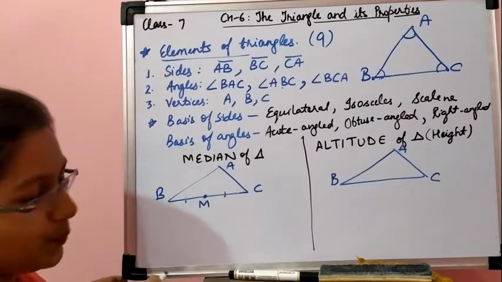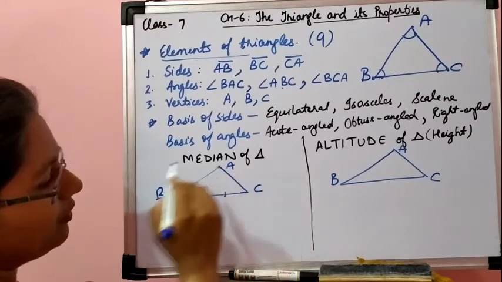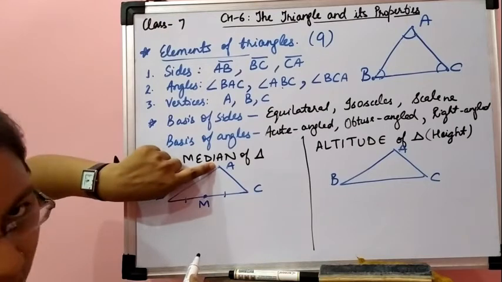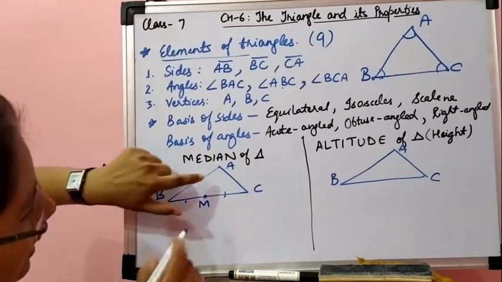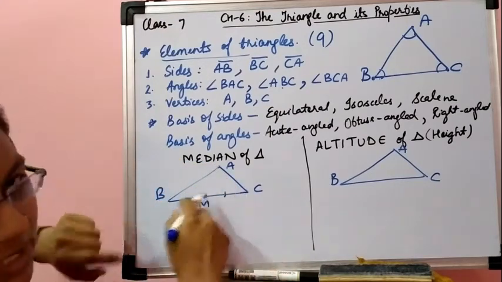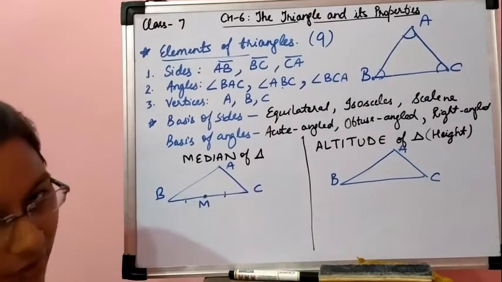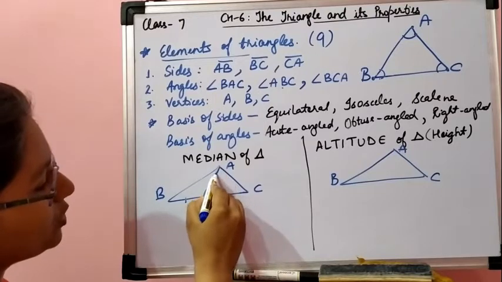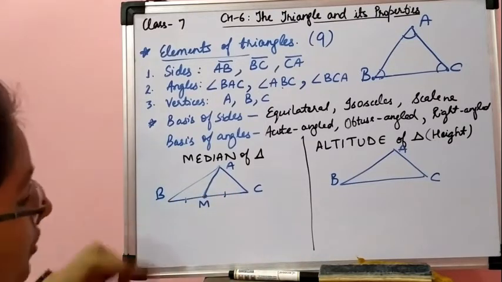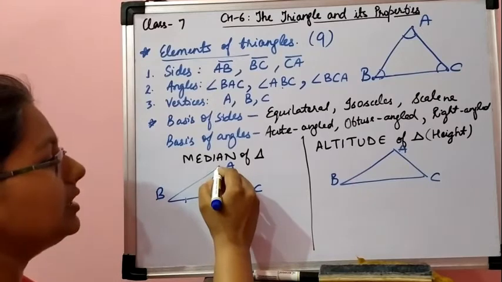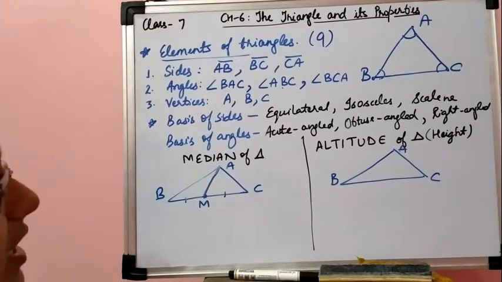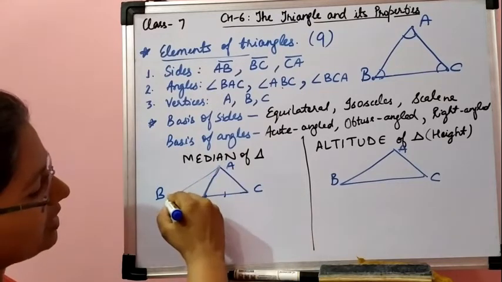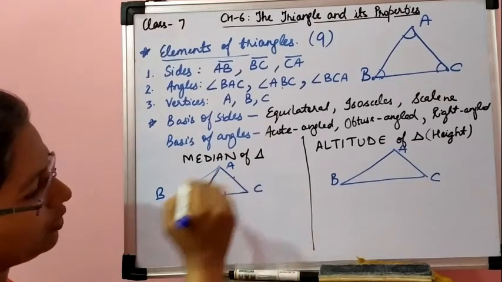तो अगर किसी ट्राइंगल का कोई भी वर्टेक्स, supposingly A is the vertex of the triangle, और उसकी अपोजिट साइड, A की अपोजिट साइड कौन सी है? BC. If any vertex of a triangle is connected with the midpoint of the opposite side, then this AM is called the median of the triangle. Similarly, अगर मैं B से बनाना चाहूं, then I will take a midpoint of AC.